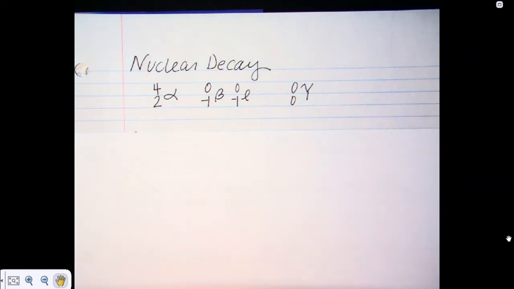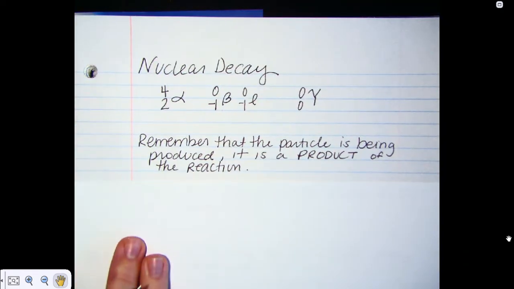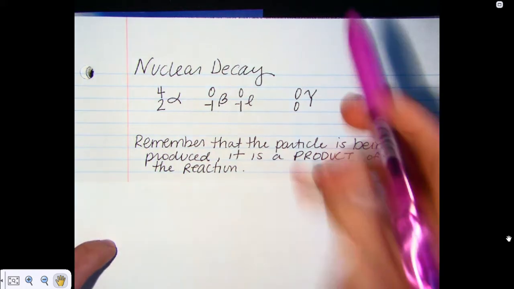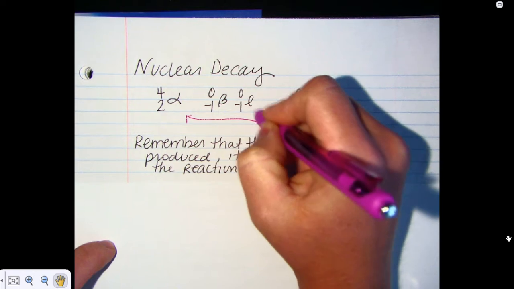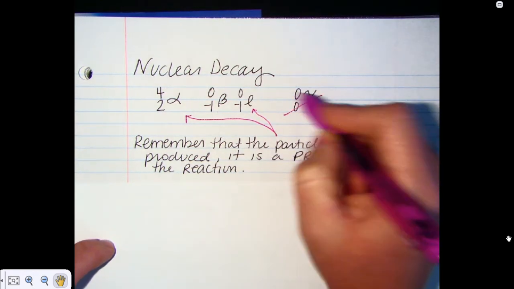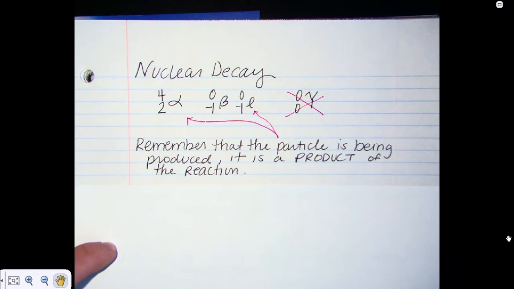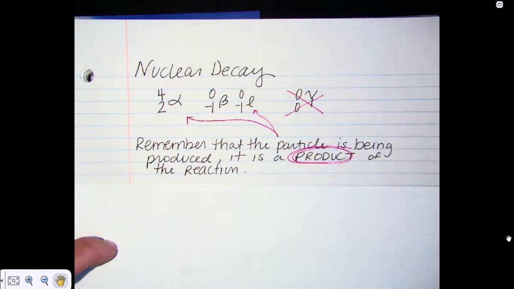To write nuclear decay equations, the only thing you really need is your reference packet. Here's your big reminder note. Remember that the particle being produced, so either the alpha or the beta, and again, we're going to forgo talking about the gamma since we can't do any math with it, is being made. Therefore, it is a product of the reaction and thus goes on the right-hand side of the arrow.